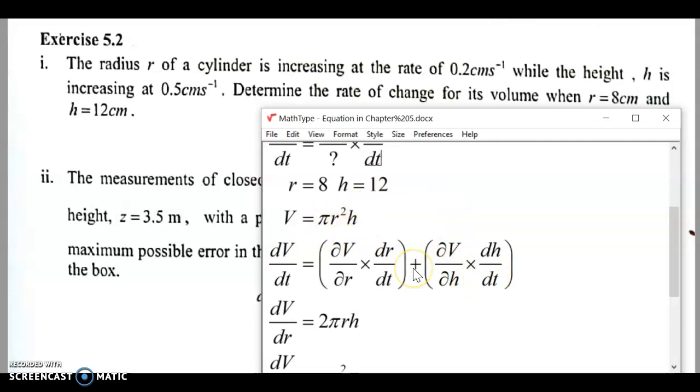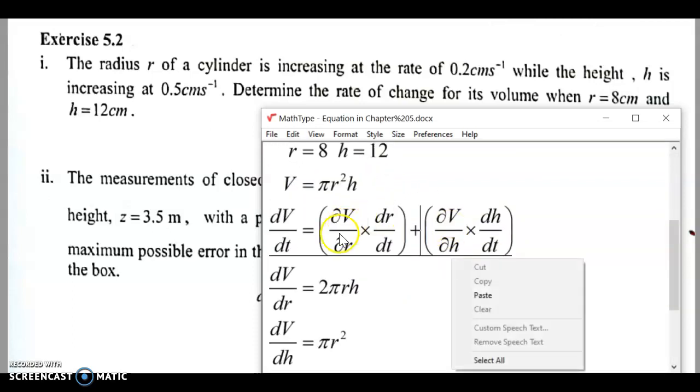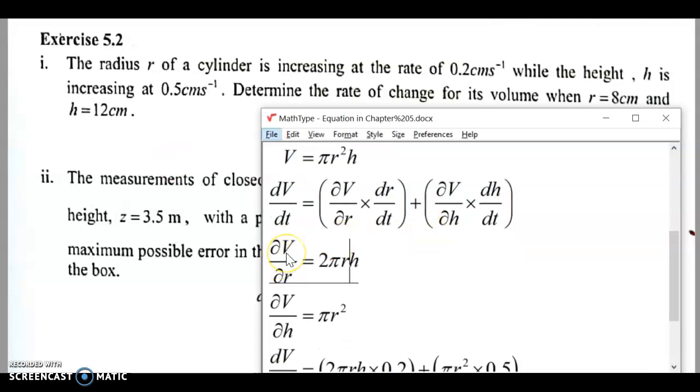because we have two variables here. So we already have this information, right, given in the question. Sorry, not 8 and 12, we have 0.2 and 0.5 here. So to find the rate of change dv/dt, we'll need to find the partial derivative of volume in terms of r and h. So by using this function, we derive it. Okay, sorry, this is the wrong notation. All right, the partial derivative of v in terms of r and in terms of h.